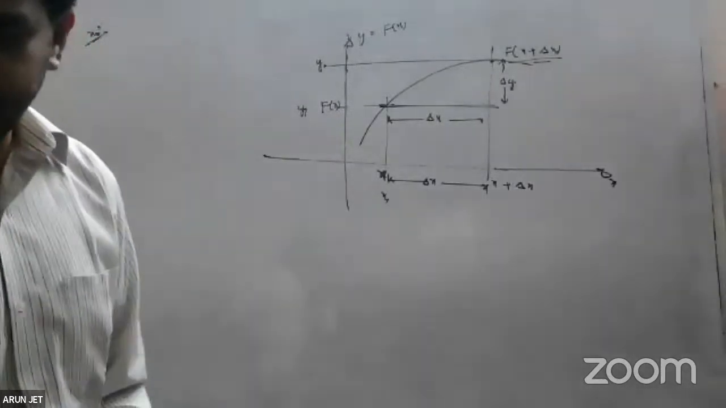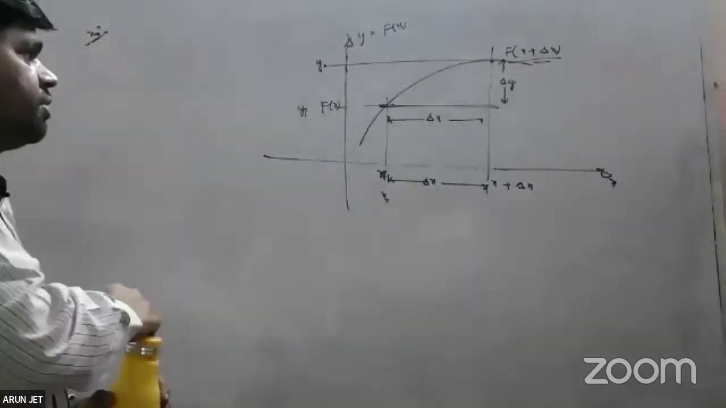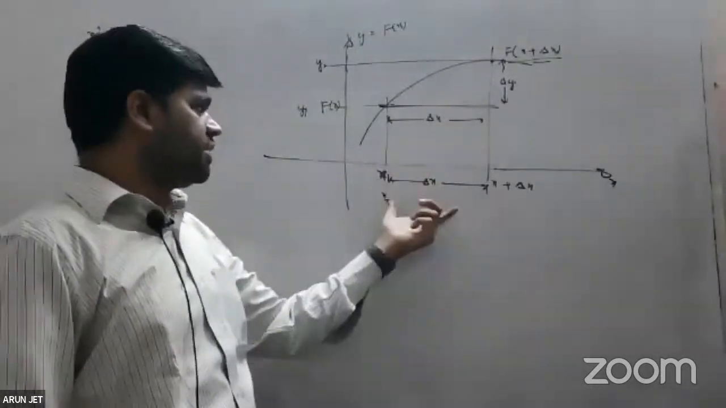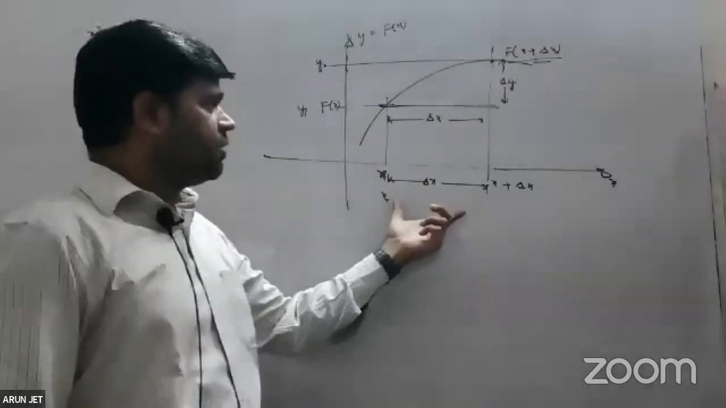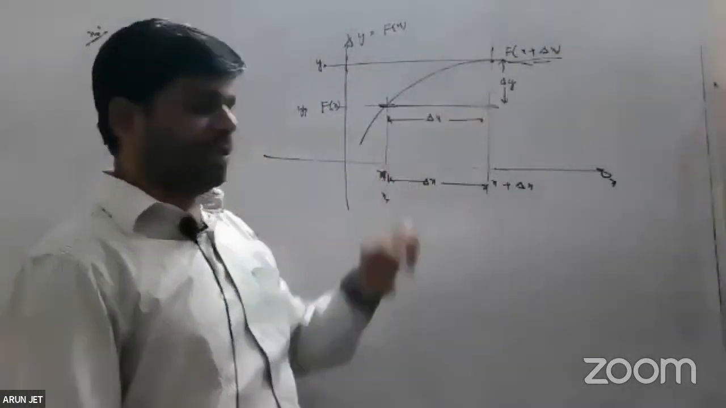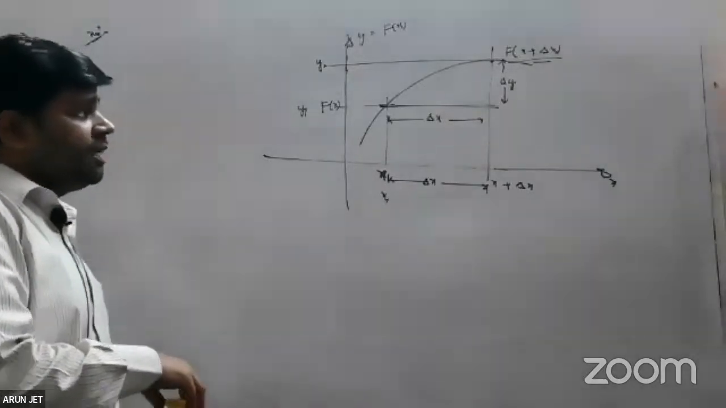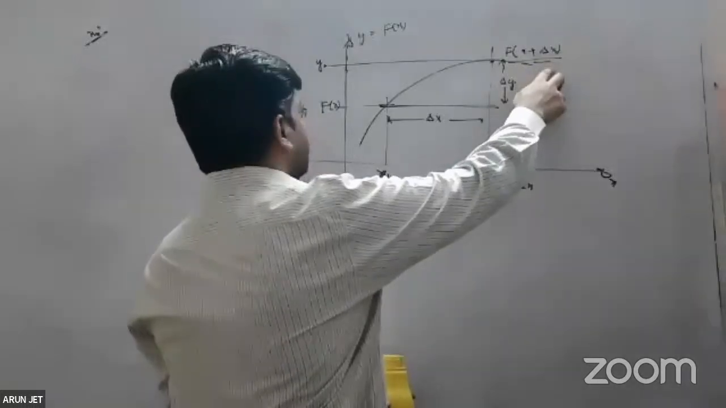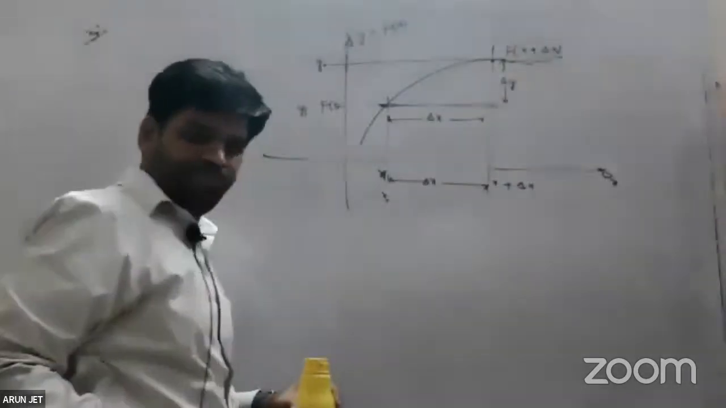So I've got delta y and delta x. This vertical distance is delta y. Horizontal distance is delta x. So the distance between the two points on the horizontal x-axis is delta x, and on the vertical y-axis the distance between these two points is delta y. All right. So what is delta y? F of x plus delta x minus f of x is delta y.